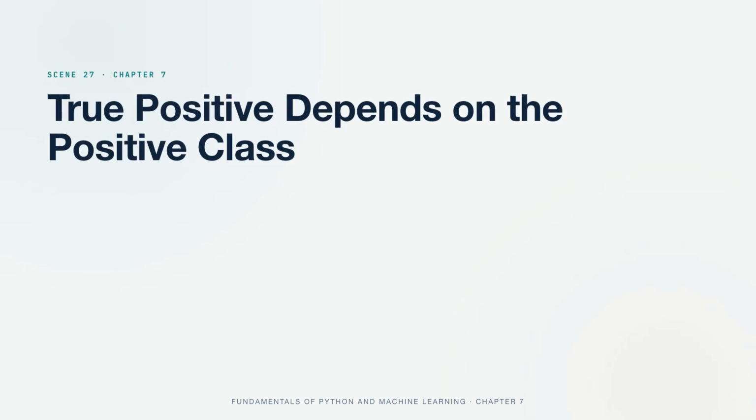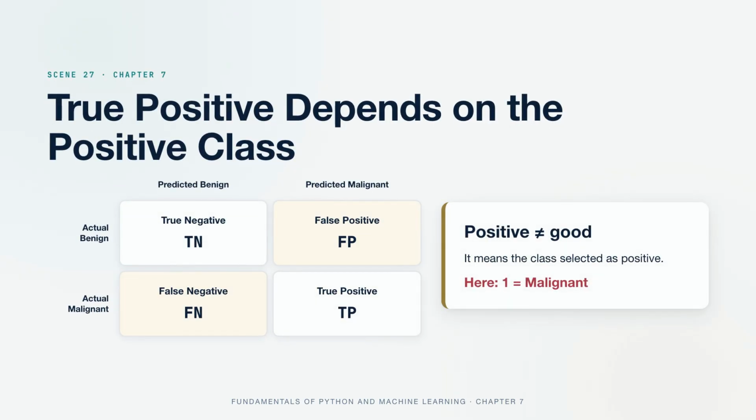The word positive does not mean healthy, desirable, or correct. It means the class we selected as positive for evaluation. If malignant is the positive class, a true positive is a malignant case correctly identified as malignant. A false negative is a malignant case incorrectly predicted as benign. If we instead define benign as positive, the meanings of true positive, false negative, precision, and recall change. This is why class encoding and positive class definitions must be stated explicitly. Metric values can be misunderstood when the class mapping is hidden or assumed.